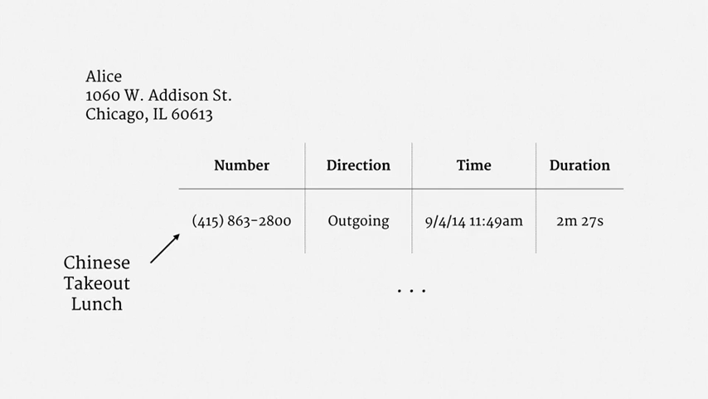You might hear these records referred to as local usage details, or LUDs. They are also sometimes referred to as call detail records, or CDRs. Both mean the same thing, a list of calls.